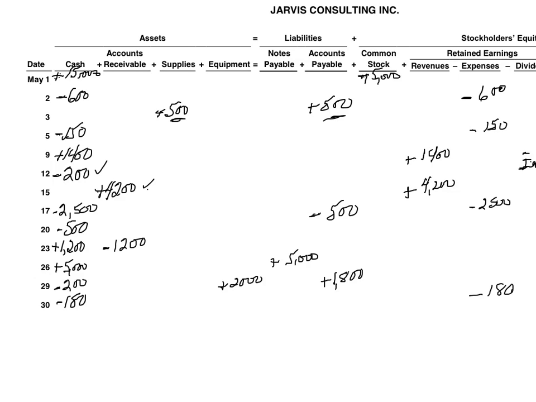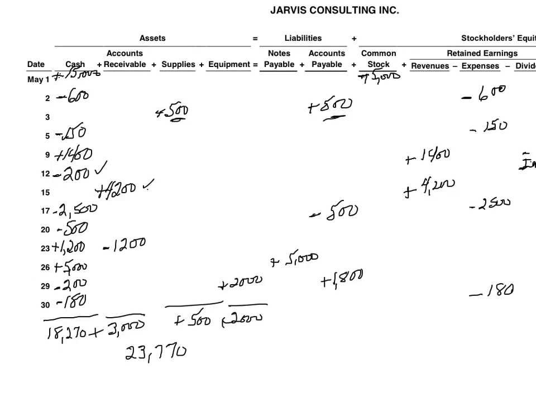So now I total the effect all transactions had on cash. At the end of May 30th, cash has a balance of 18,270. Accounts receivable has a balance of 3,000. And supplies has a balance of 500 and 2,000 for equipment. So I add these, and I got total assets of 23,770.